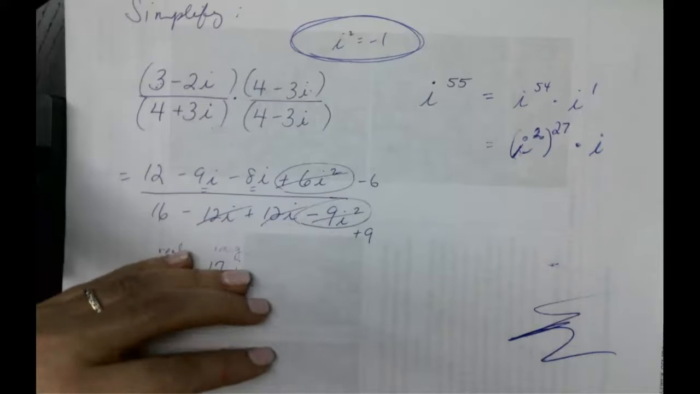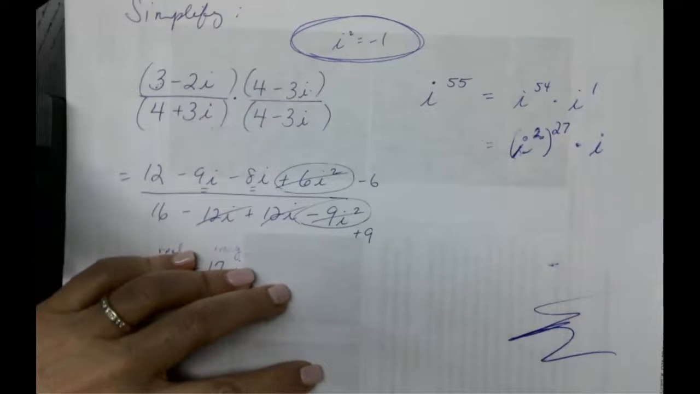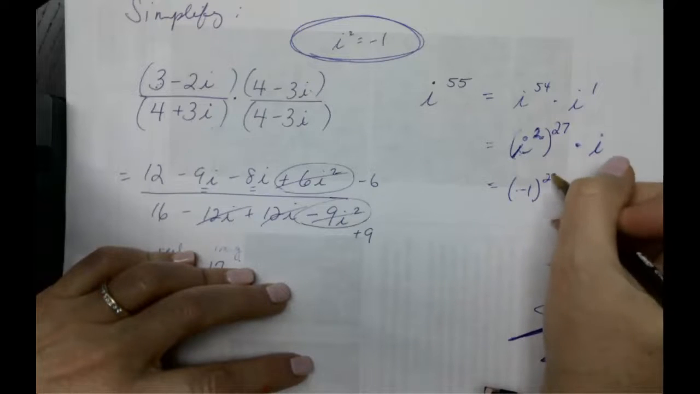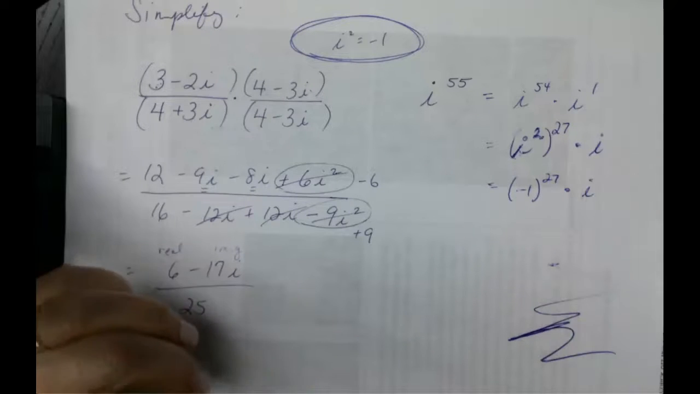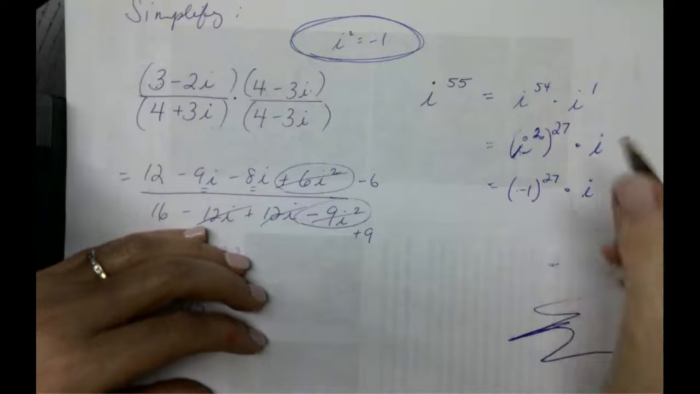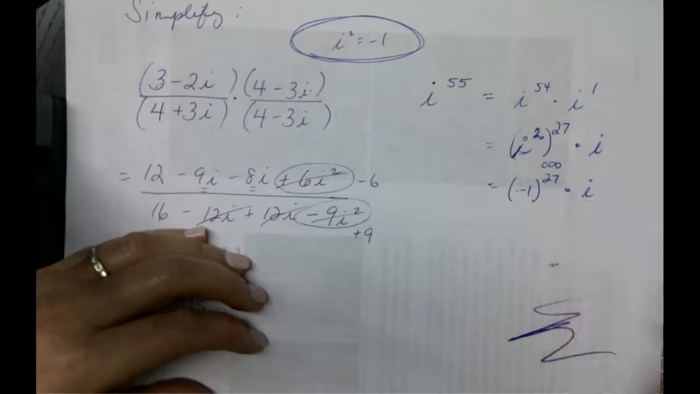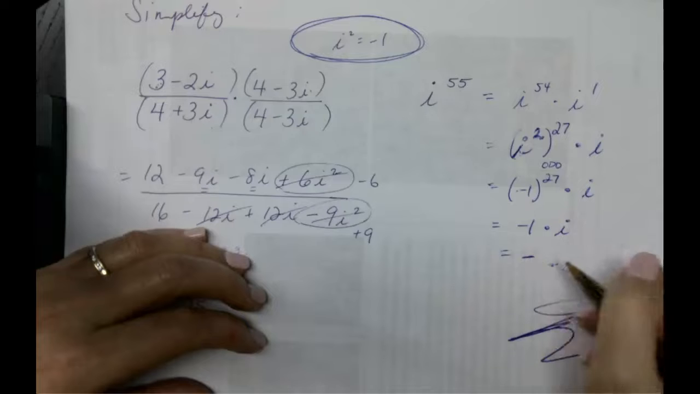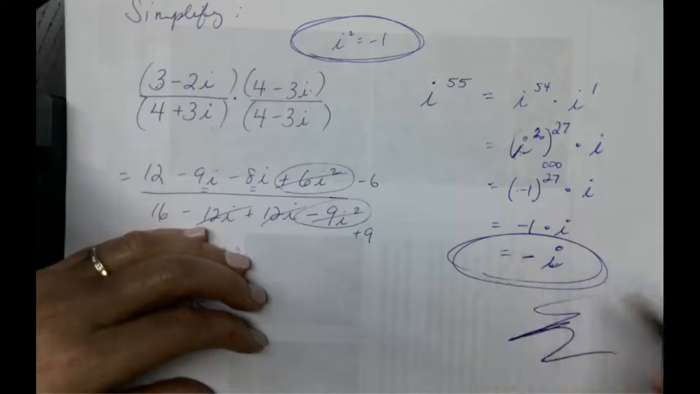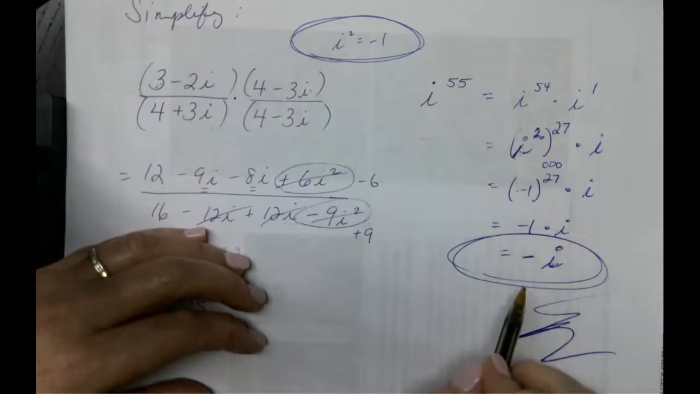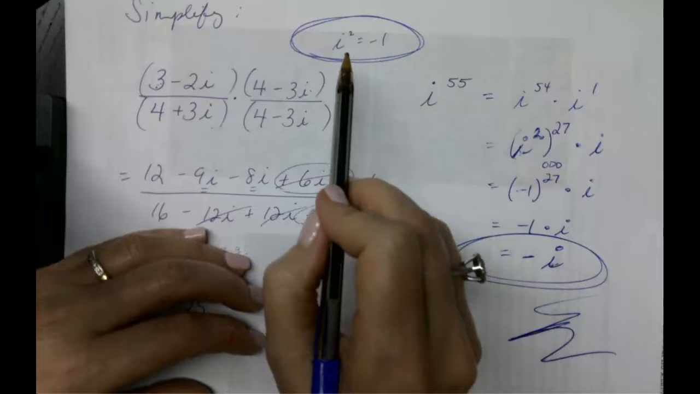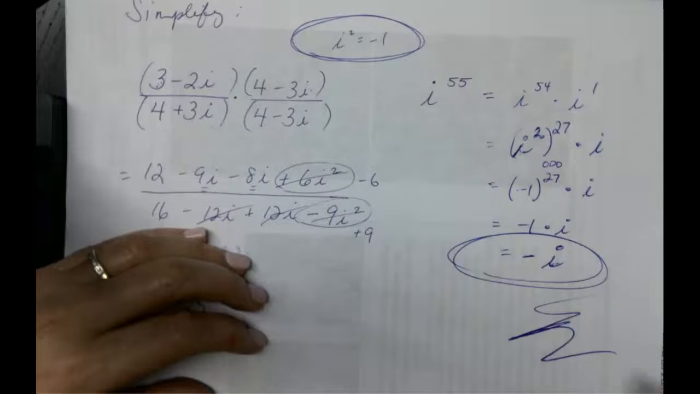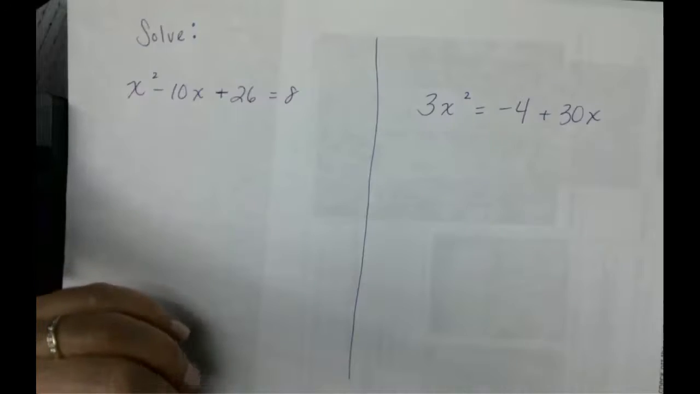So if we've got i to the second, of course, that is negative 1. So we've got negative 1 to the 27th times i. So negative 1 to an odd power will stay negative 1, and negative 1 times i is negative i. So i to the 55th reduces to negative i. Use i squared in order to rewrite powers of i.